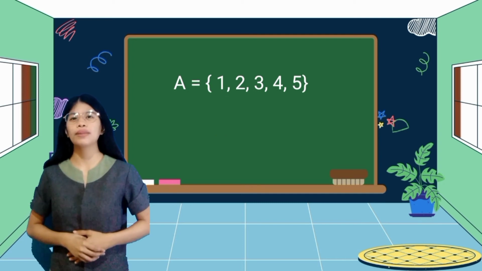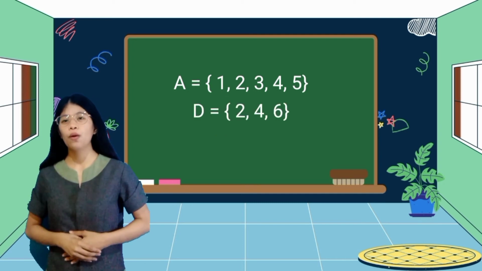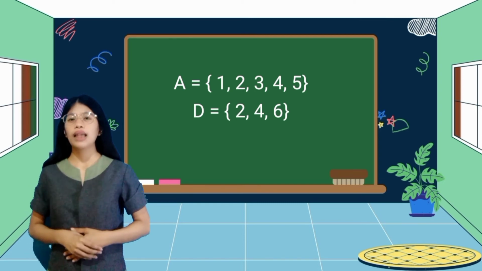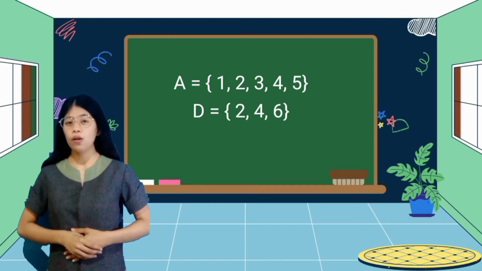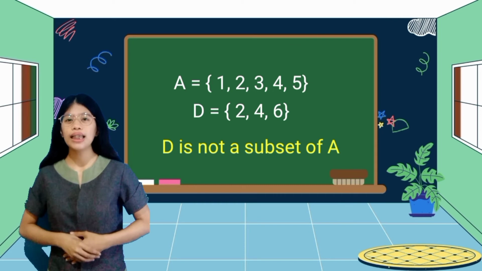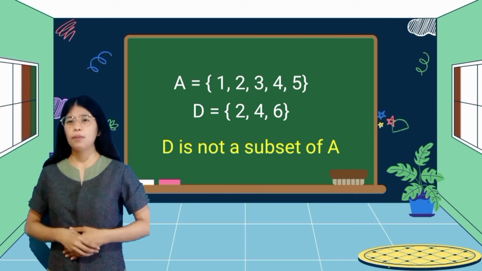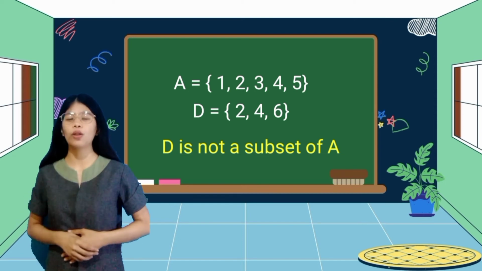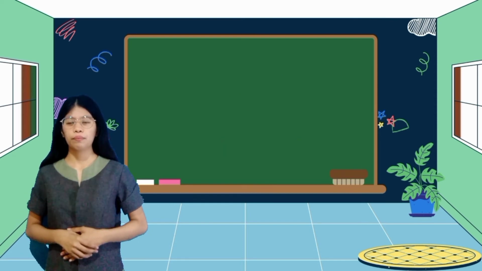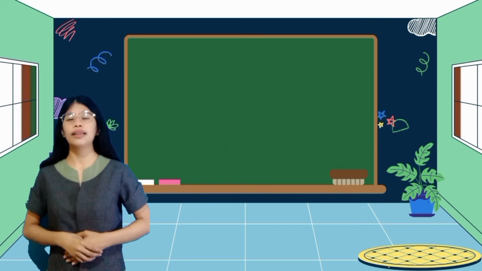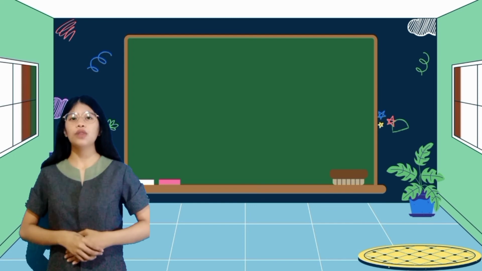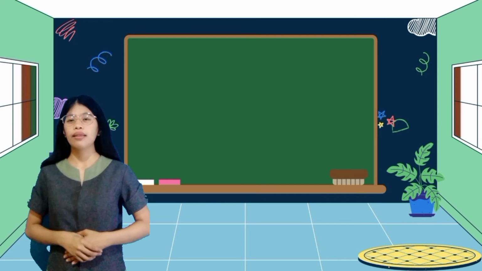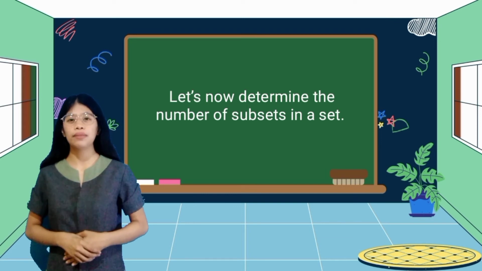So, how about set D containing elements 2, 4, 6? Is set D a subset of A or not? Set D is not a subset of set A because one element of set D, which is 6, is not an element of set A. Just always remember, students, that a subset is a set that is within a given set. Now, let's determine the number of subsets in a set.